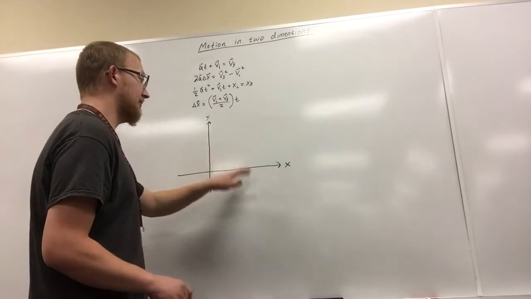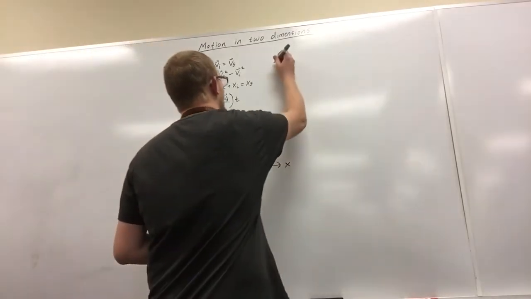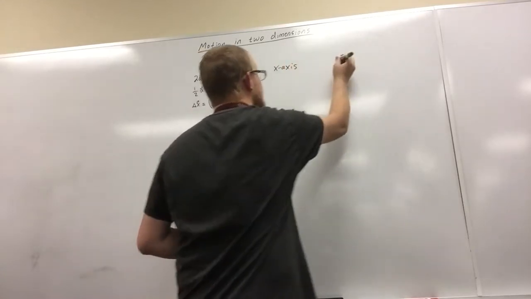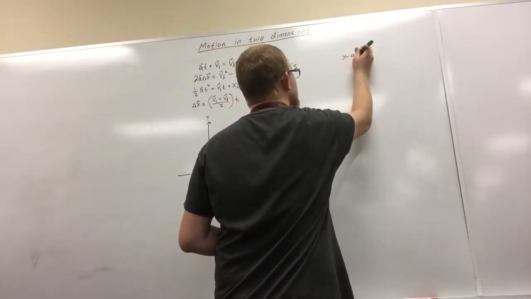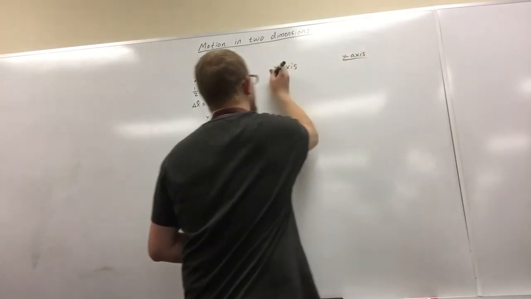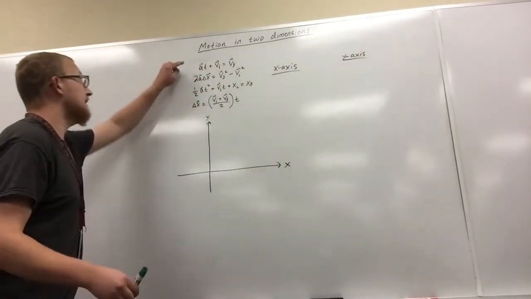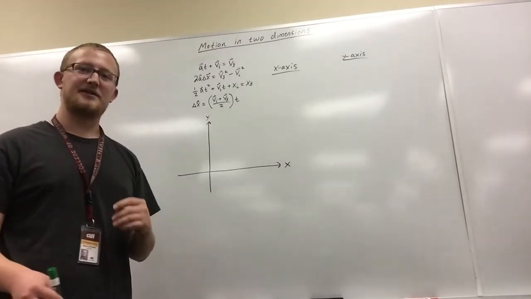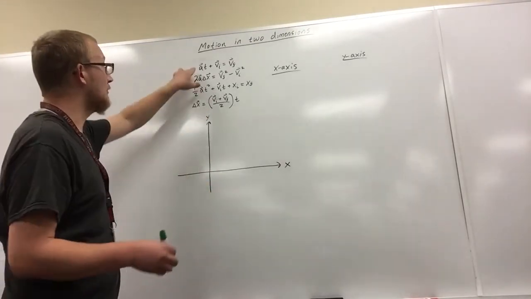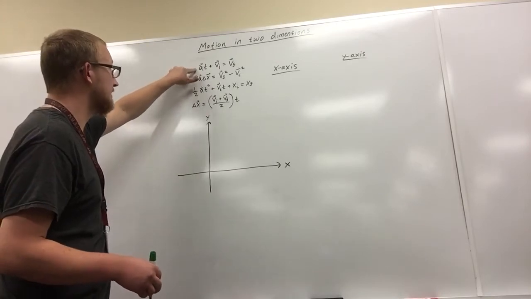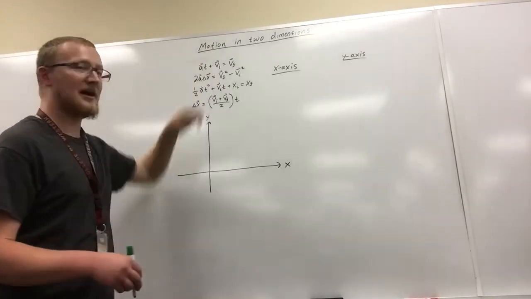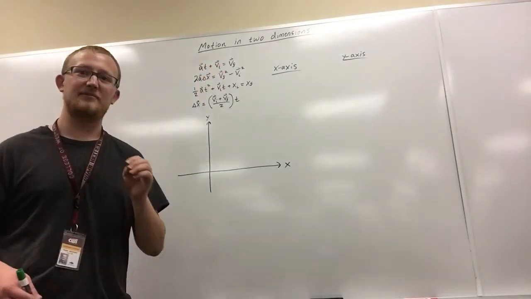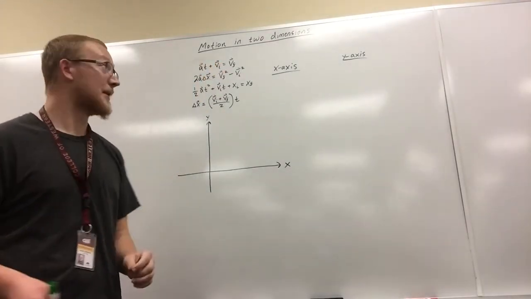So now that we have 2 dimensions, we need to keep our equations straight. Our x-axis equations and our y-axis equations should never be mixed. Each one of these equations only works in 1 dimension. You can't put acceleration in the x direction here and then have initial velocity in the y direction. Everything in here must be a subscript x, or in the x direction.